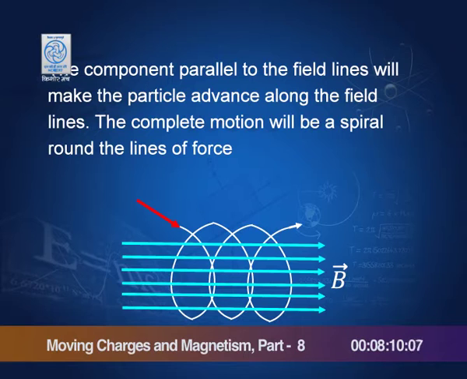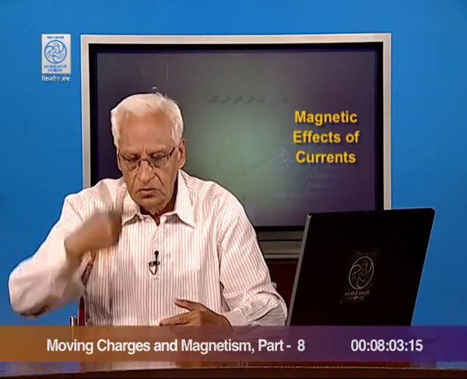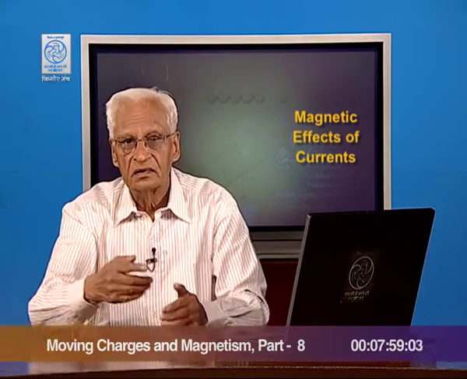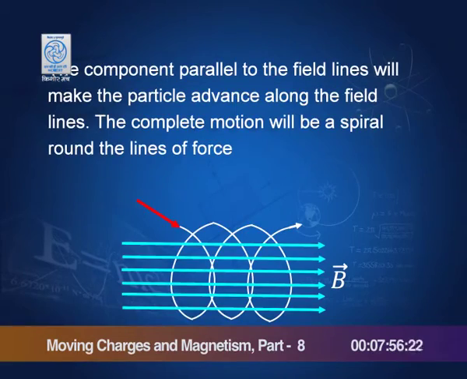The parallel component would carry the particle forward along the magnetic field, and the perpendicular component would make the particles gyrate, and the two together make the particles move in a spiral around the magnetic field lines.